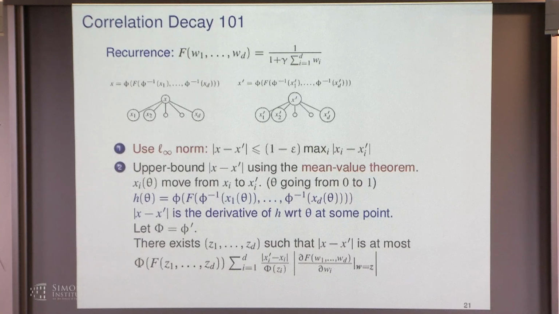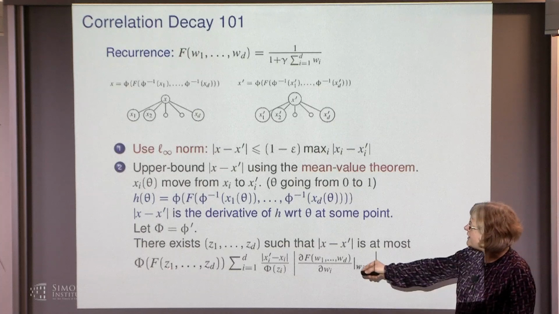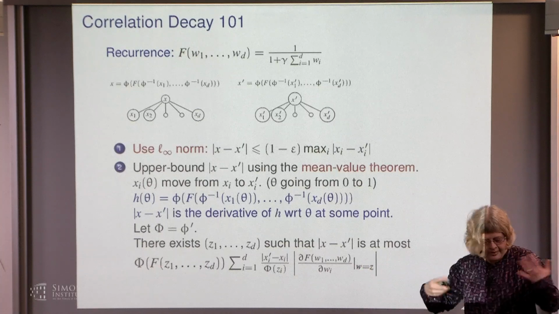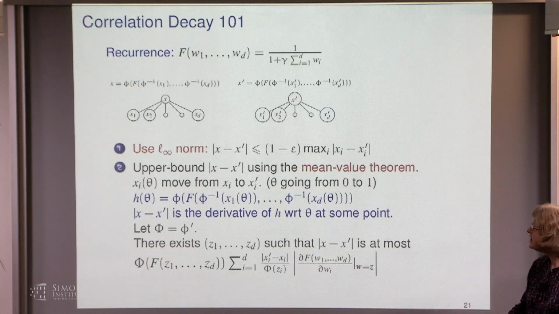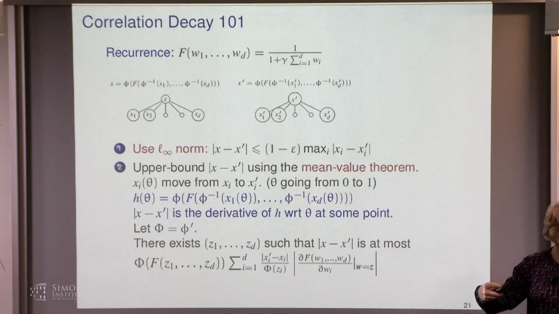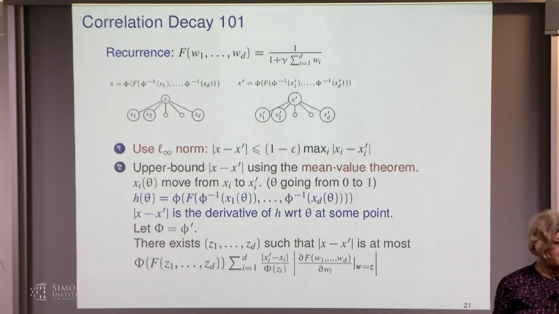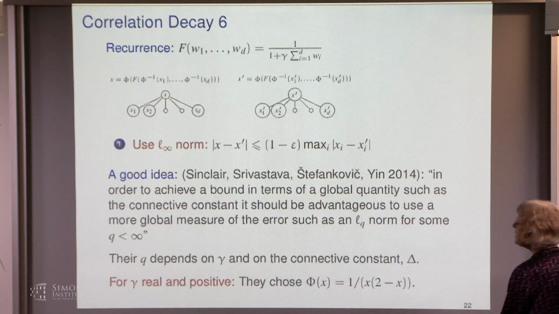That's not very interesting, but the point is that you get essentially the derivative of the recurrence applied to the potentials, and you want to show that this thing is bounded, bounded by 1 minus epsilon. Okay, so that's the gain.